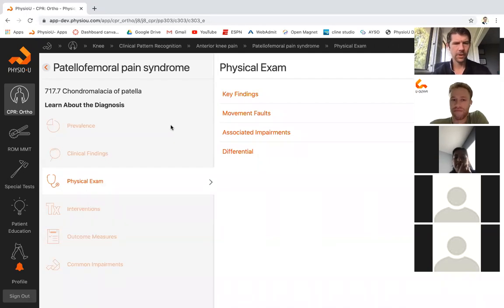Apley's. Good. Okay. So what are we trying to rule in or rule out with Apley's? Like what tissue are we trying to? Meniscus. Good. Meniscus. All right. So if we're thinking patellofemoral, we expect that to be negative, right?